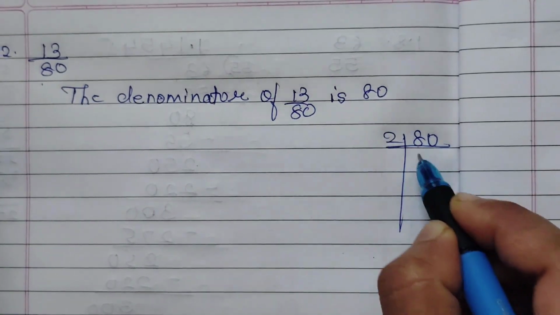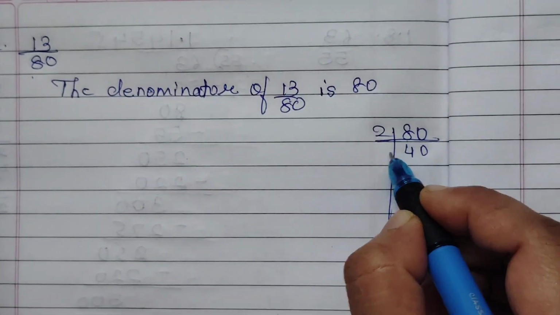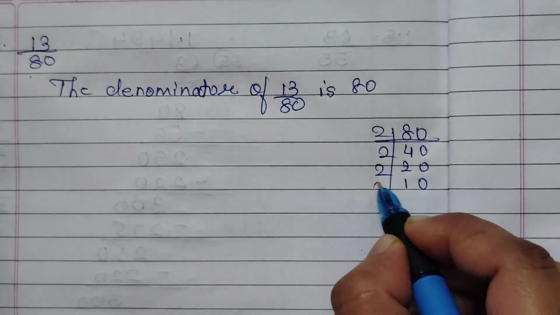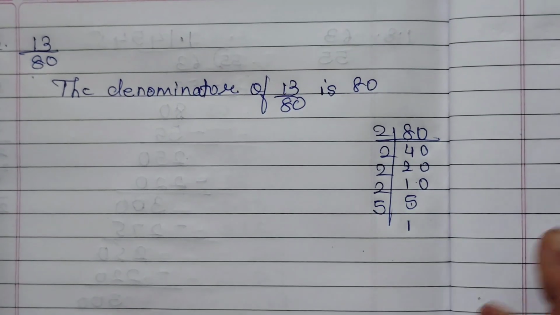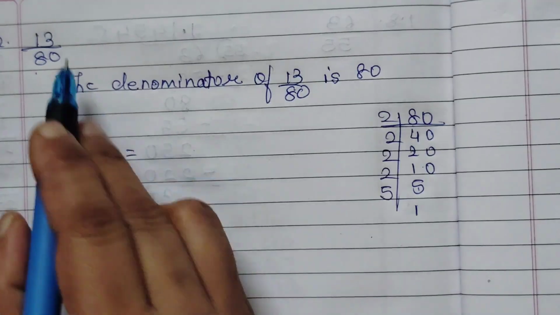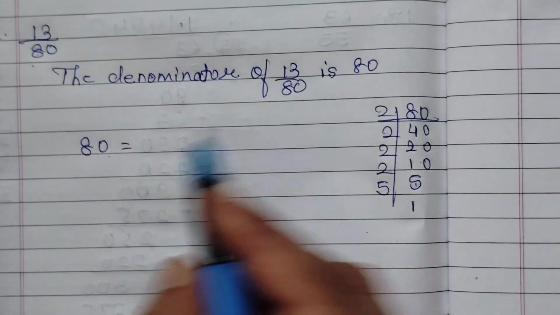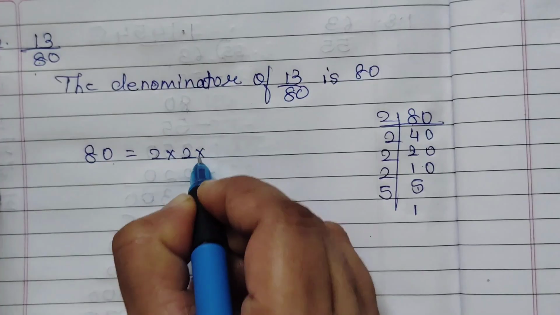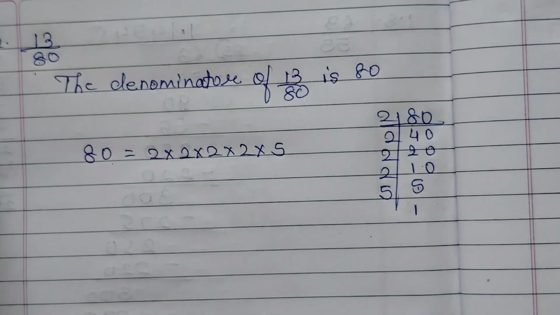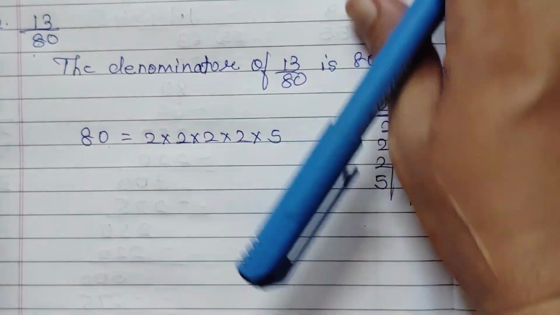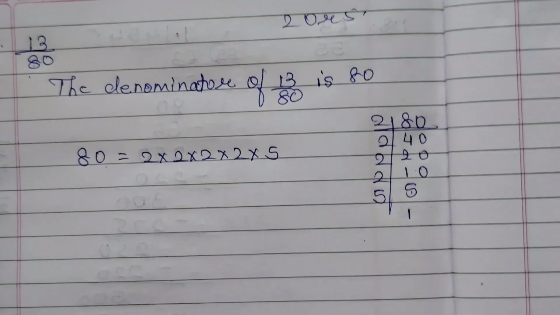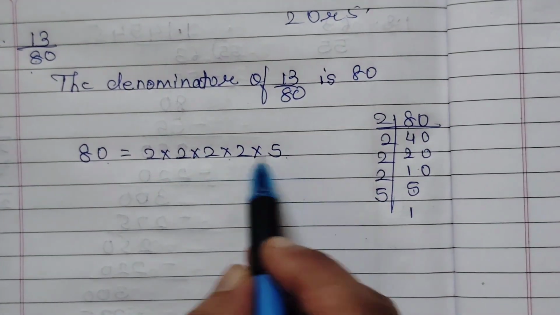So start with 2. 2 4s are 8, 2 zeros are 0. 2 2s are 4, 2 zeros are 0. 2 1s are 2, 2 zeros are 0. 2 5s are 10 and 5 1s are 5. So these are the factors we got. For 80, only the denominator we have to find. Prime factors: 2 into 2 into 2 into 2, four times, into 5. So only 2 and 5 are there. Previously also I told you if only 2 or 5 is there, then they are terminating decimals. So here also we got 2 and 5 only.